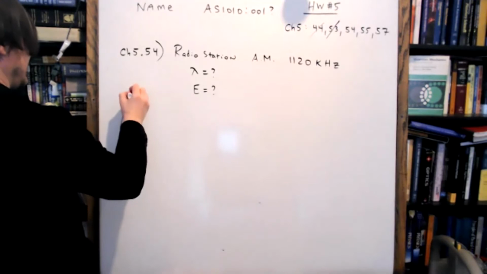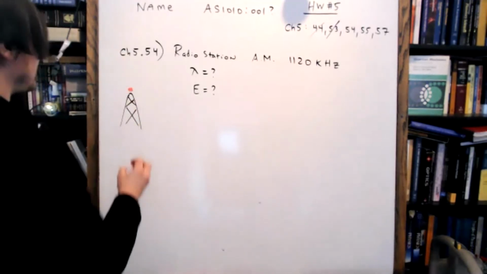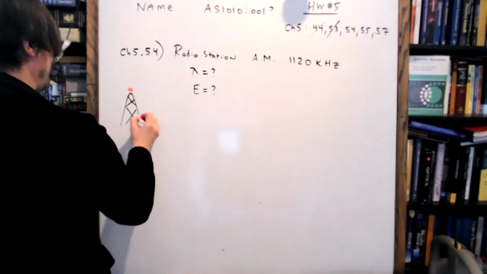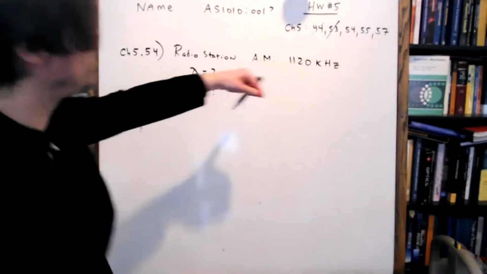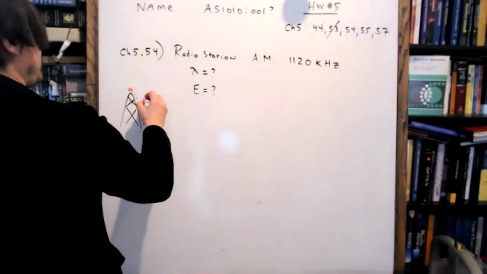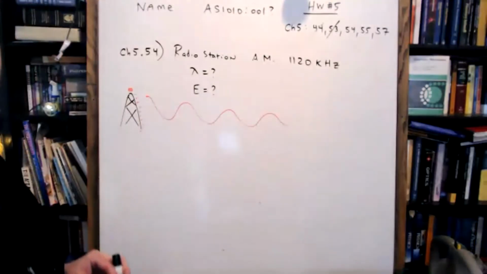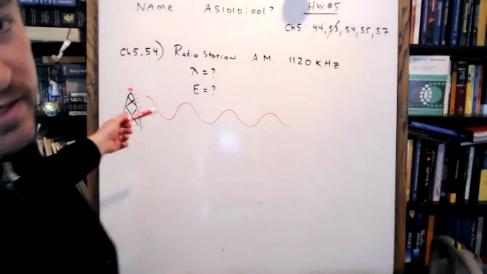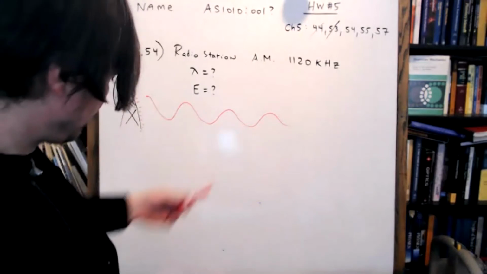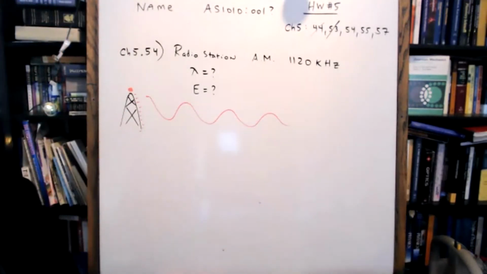Let's put the blinky light on top. And we take electrons and we cycle electrons up and down the pole. We're going to cycle them at 1120 kilohertz. And as we cycle the electrons up and down the pole, a big, long radio wave is going to come out and transmit some Stone Temple Pilots to your local radio boombox. Okay.